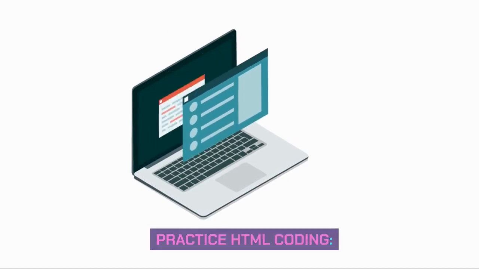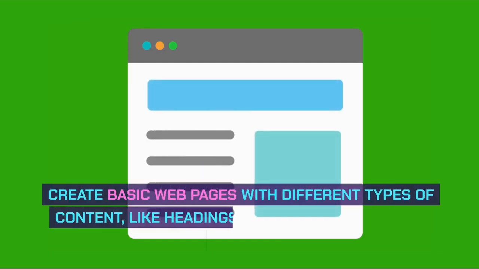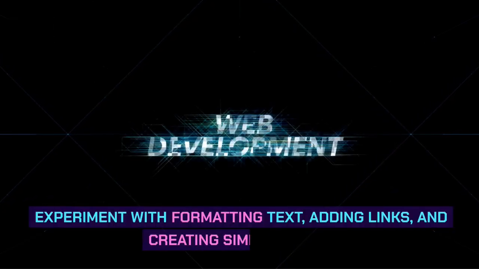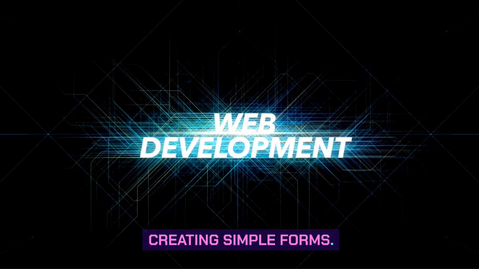Practice HTML coding. Create basic web pages with different types of content, like headings, paragraphs, lists, and images. Experiment with formatting text, adding links, and creating simple forms.